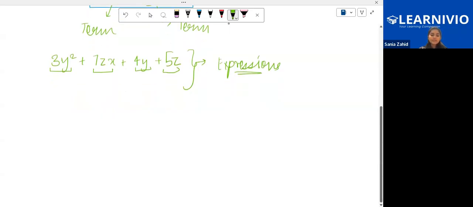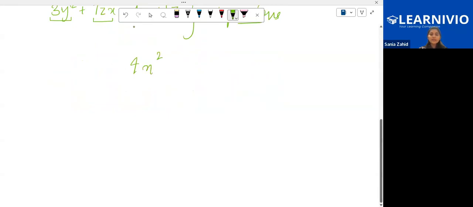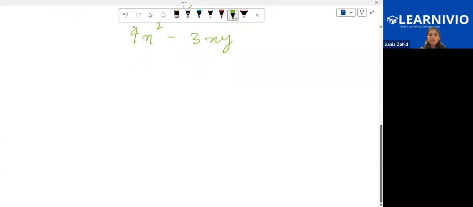Yes, ma'am. Yeah, so let's suppose I have an expression 4x square minus 3xy. This is an expression. I have to break it down. So first of all, it has two terms. What are the terms over here? What is the first term? 4x square, not 4. And the other one? Minus 3xy. You will always consider the sign also with the term. The sign associated with the term is also considered. So 4x square minus 3xy, the first term is 4x square, the second one is minus 3xy.